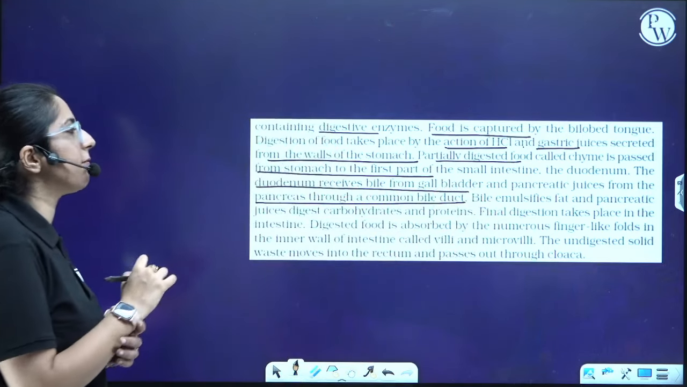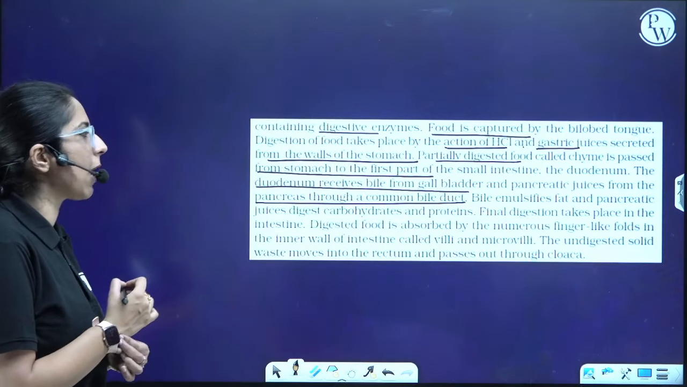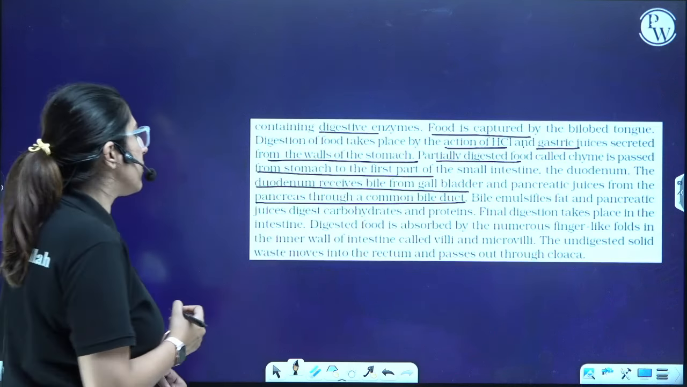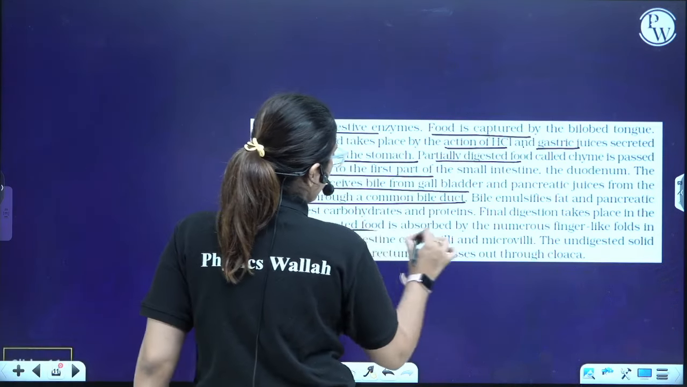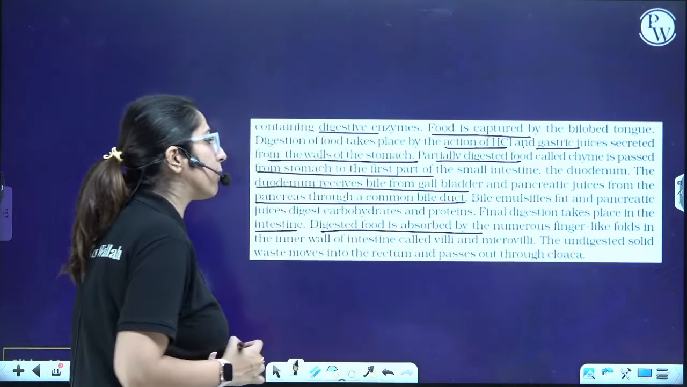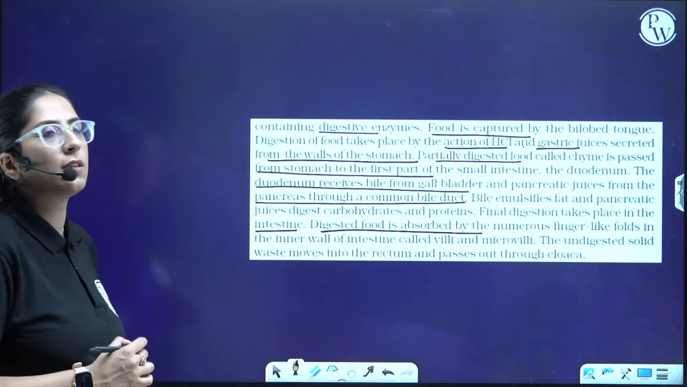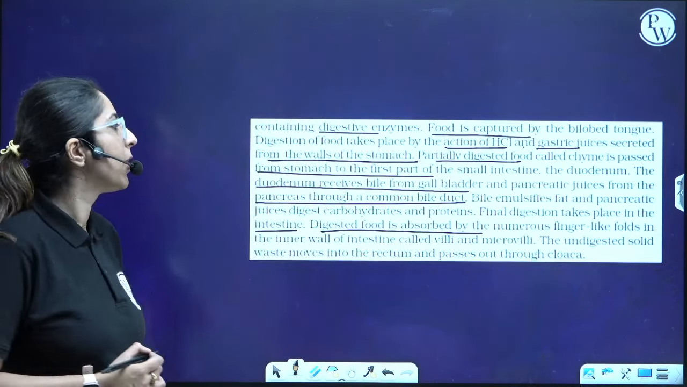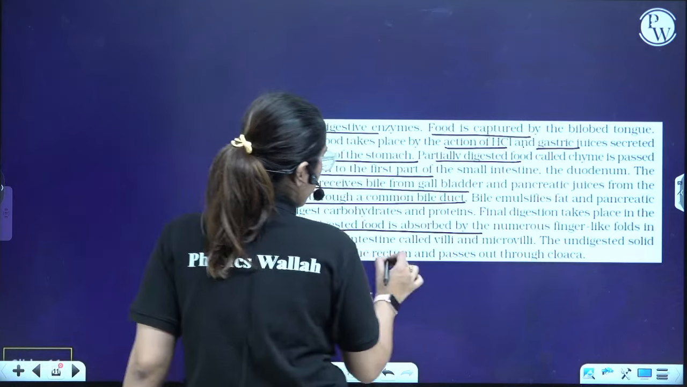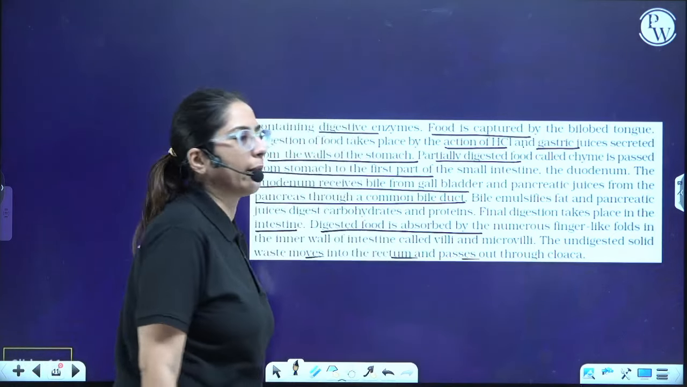Bile emulsifies the fat, and pancreatic juice digests the carbohydrate and protein. Final digestion takes place in the intestine. Digested food is absorbed by the numerous finger-like folds in the inner wall of the intestine, termed villi and microvilli. The undigested food is removed from the rectum and passes out through the cloaca.